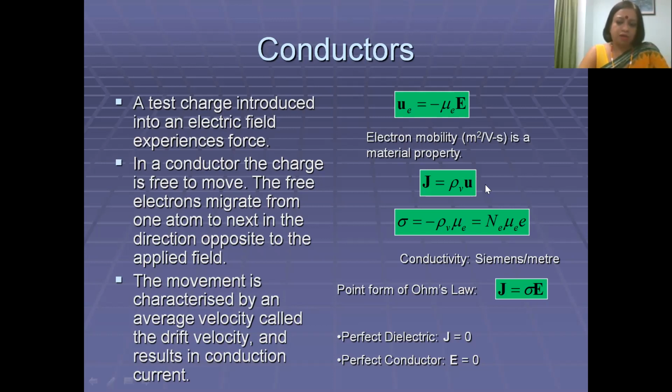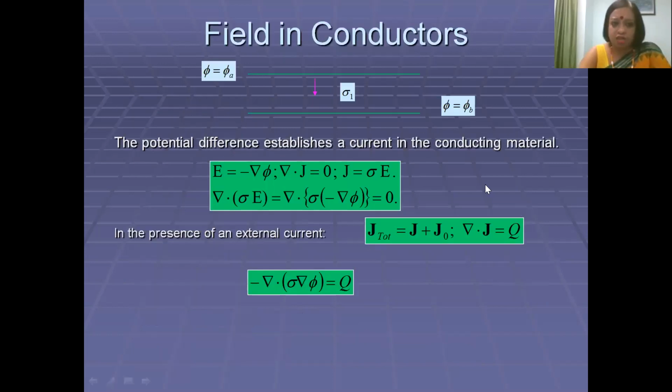So this is all about conductors. I'm not going to read that. You have a test charge. If it's a conductor, it is free to move. Therefore, it experiences force. Therefore, it has drift velocity. It has mobility. And therefore, you have conduction current.